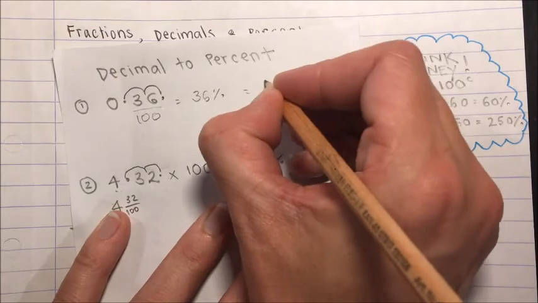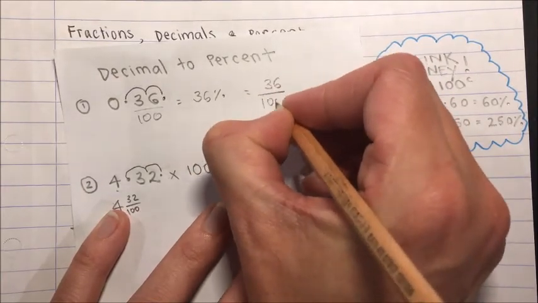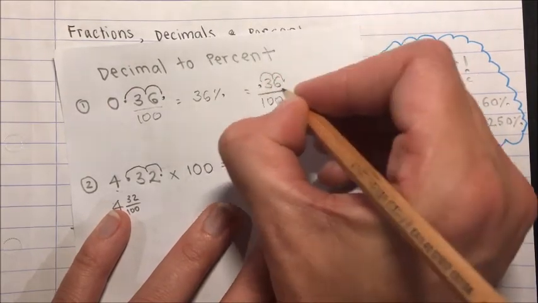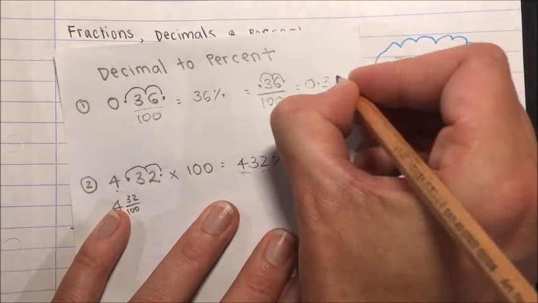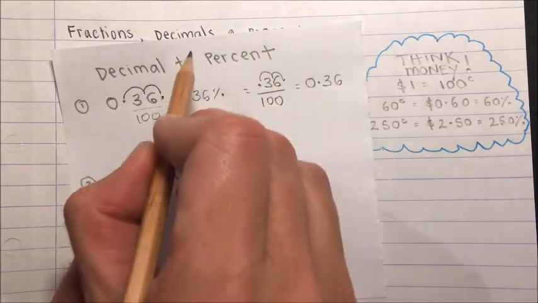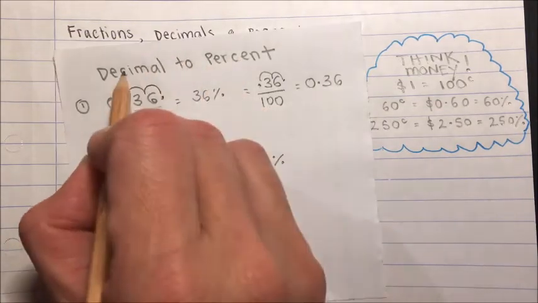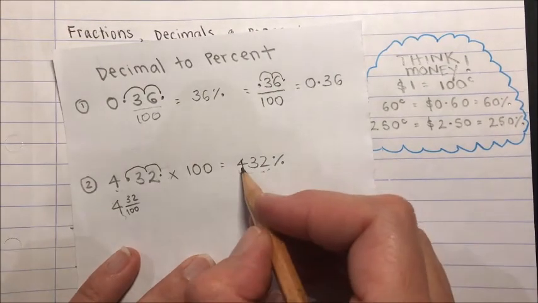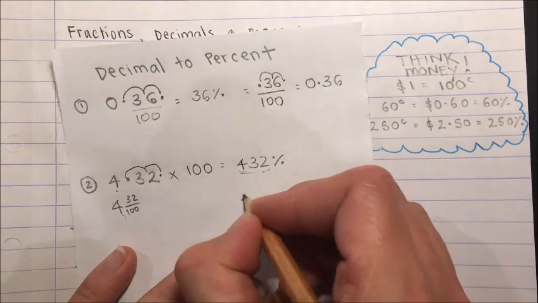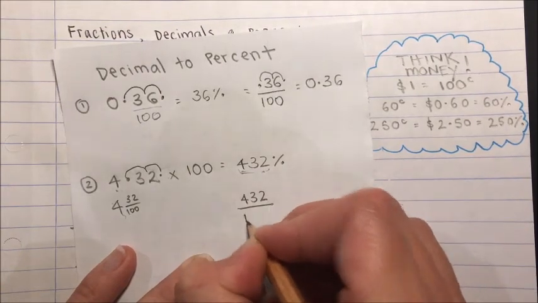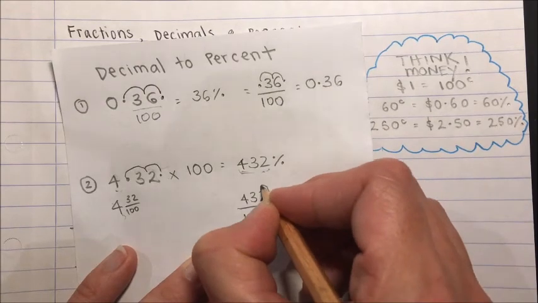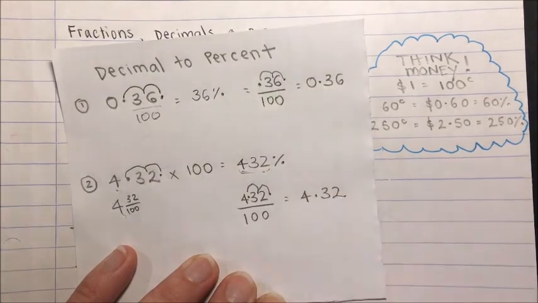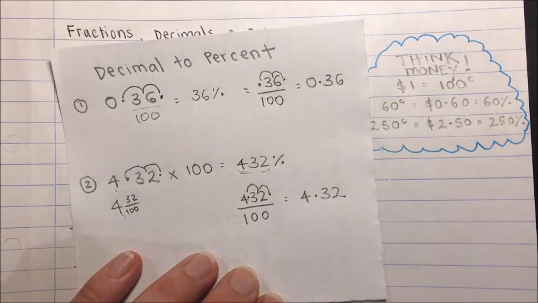So 36 divided by 100, I know that all I need to do here is, there's a decimal, move it back this way. 0.36. So decimal to percent, I'm multiplying, moving this way. Percent to decimal, I'm going this way, divide. Let's have a look if I can do it here. So if I want 432% divided by 100, here's my decimal, I'm going to move it back 2 places, equals 4.32. Check, it works in reverse.